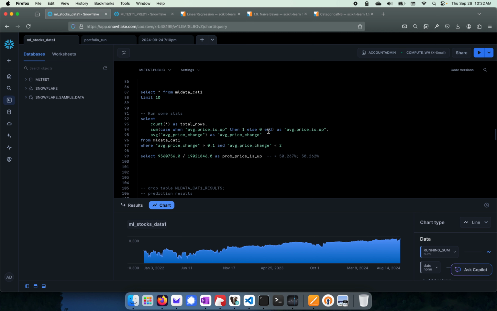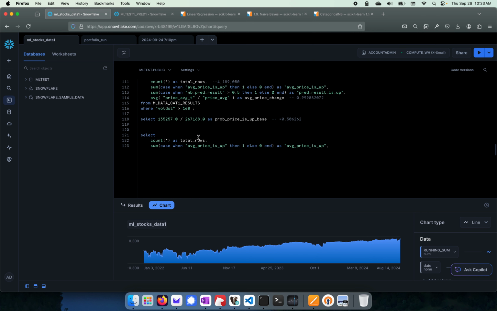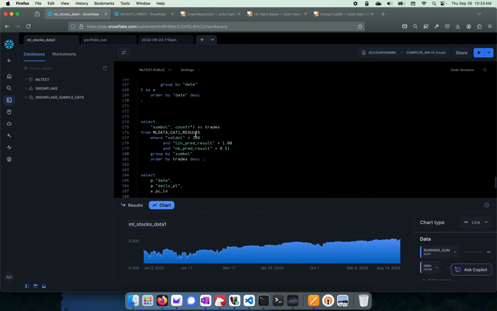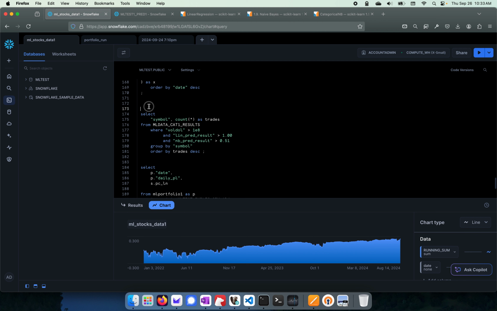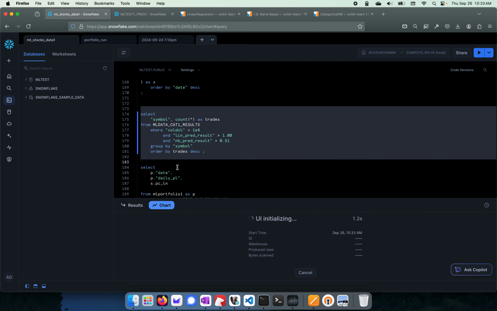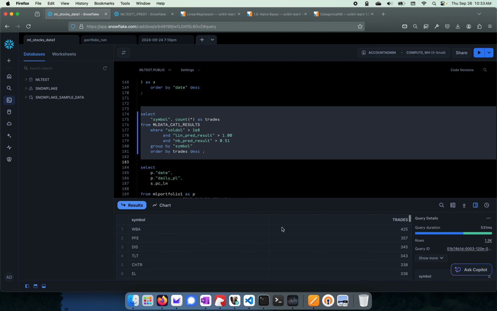So let's keep further analyzing our data. So we got our portfolio running. So the next question is, what are our most commonly traded symbols? And we can simply take a look at the number of trades each symbol received, and let's take a look at the results. And these are the most commonly traded stocks.